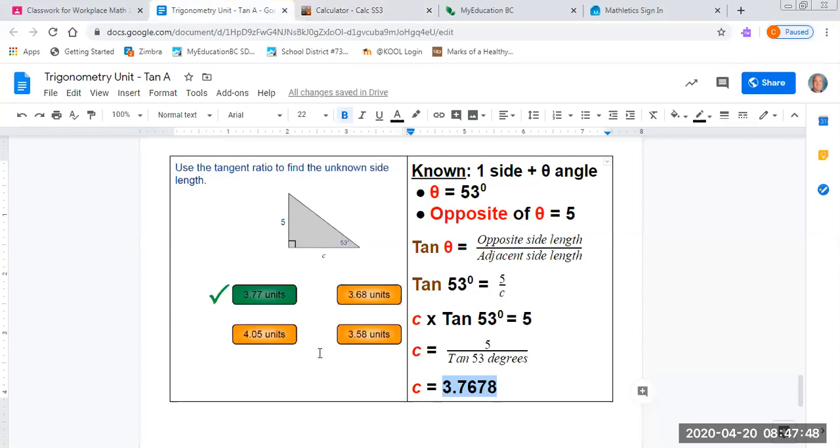And so that's how we solve the 3 different types of questions you may see in order to use tangent.